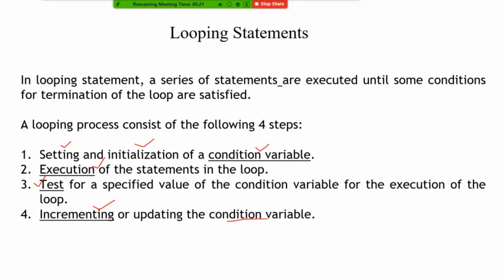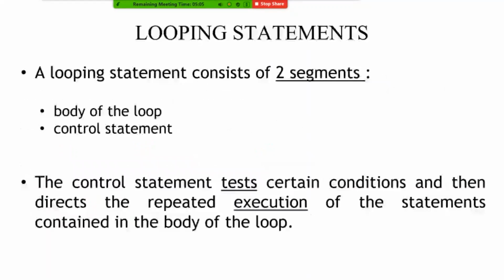So setting means initializing of the control variable or condition variable, then execution of the statements of the body of the loop, testing a particular condition, and then incrementing or decrementing the condition variable. The looping statement consists of two segments, that is the body of the loop and the control statements. The control statement tests a certain condition, and then repeats the execution of the statements given within the body of the loop.